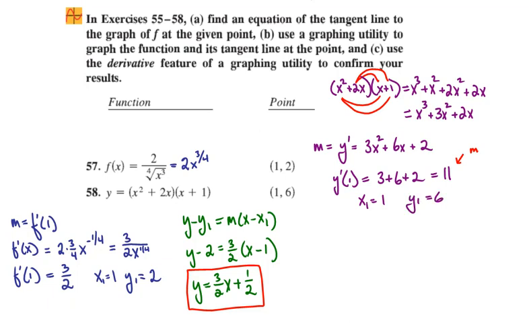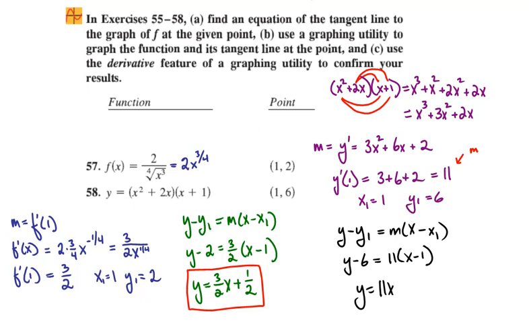Y minus y1 is equal to m times x minus x1. Plugging in y sub 1 is 6, m is 11, x sub 1 is 1, so it's x minus 1. And rewriting that in slope-intercept form will be y is equal to 11x minus 11 plus 6, which is minus 5. And that does it for these two problems. This shows how to find the equation of a tangent line. Now, we'll bring in the graphing calculator and show both of them.